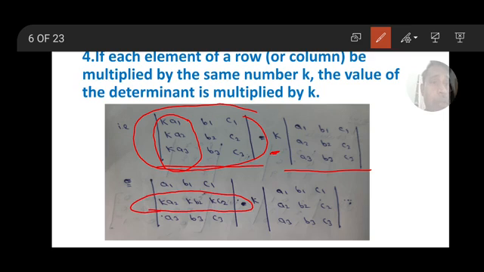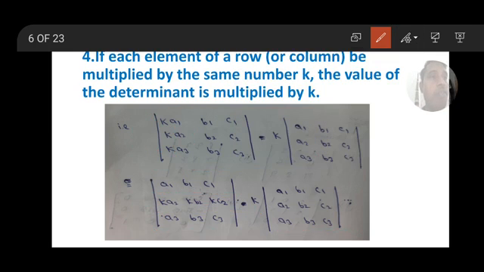Second row is multiplied with K. Then K is outside. The total determinant value equals K times the determinant A1, B1, C1, A2, B2, C2, A3, B3, C3. For any row or any column, if multiplied with a constant K, then K times the original determinant will come.